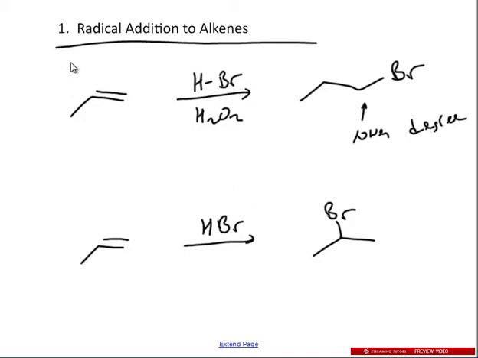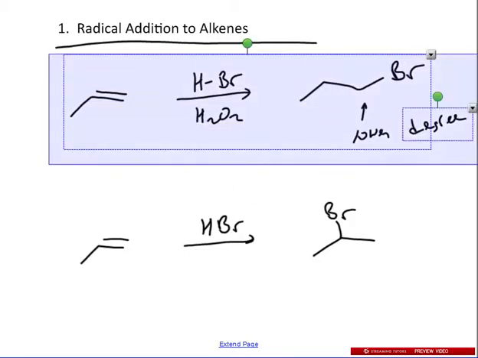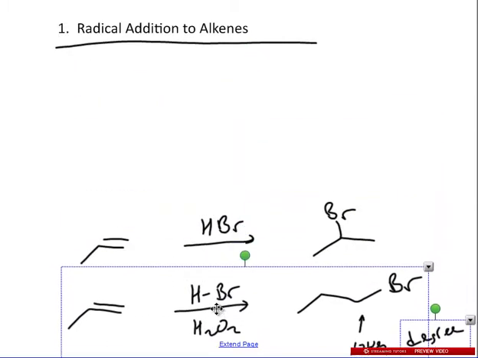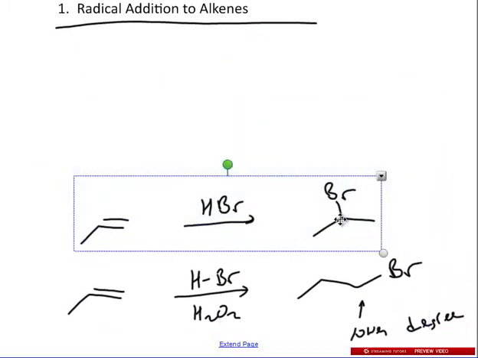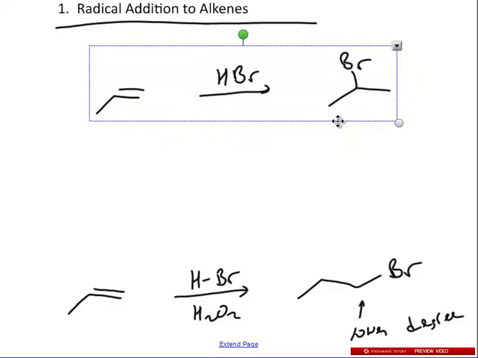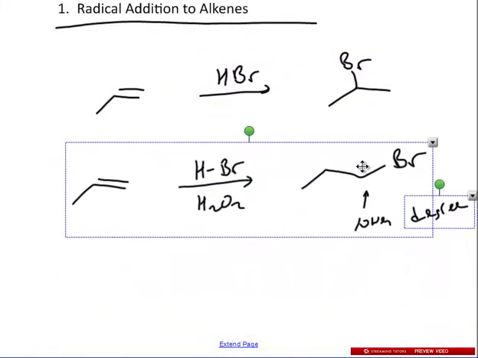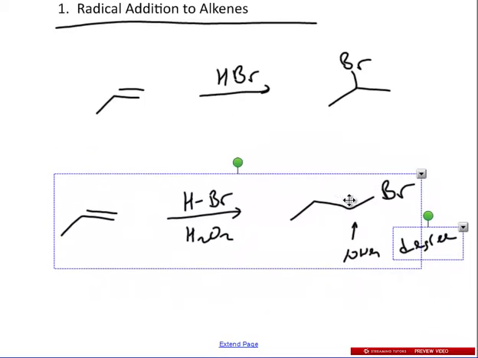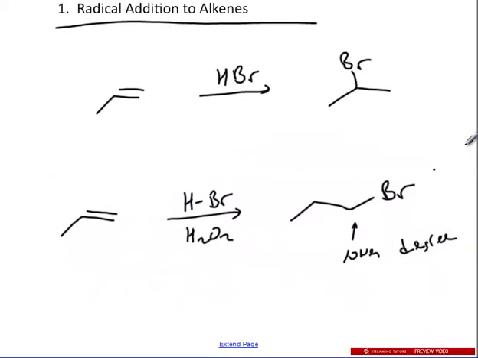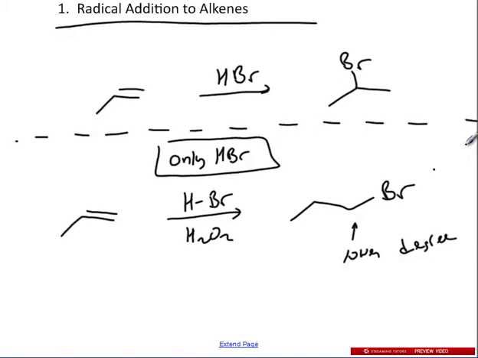Now, this reaction that I'm going to show you is specific for just HBr. So you can't do this with HCl or HI. It only happens with HBr. So I'm going to actually move this over here so that we can focus in. So this is what happens with peroxide. Now again, I want to emphasize that this right here only works with HBr. Okay, so that's the only thing you can use here in order to make this work.